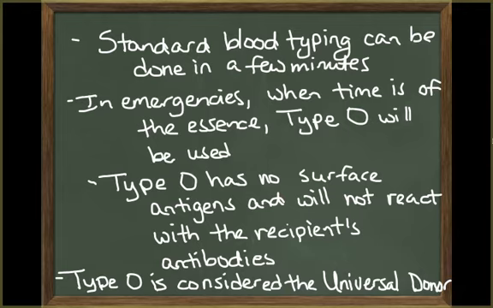However, in emergency situations when a person doesn't have a few minutes, type O, preferably type O negative, will be administered. Type O blood has no surface antigens and so will not react to any of the antibodies in the recipient's plasma. Type O blood is then considered a universal donor.